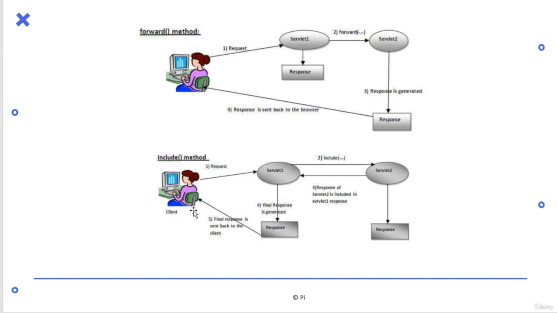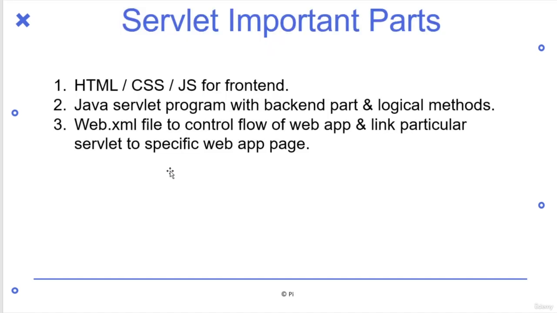Similarly, for the include method, what is done? Two servlets are created, or two HTML statements, which are included in the same page. The response is generated, the same response, and sent to the client. So the important parts of a servlet are HTML, CSS, JS as the front end, the Java servlet program for the backend and logical methods, and web.xml for control flow. That's it for the servlet's important parts.